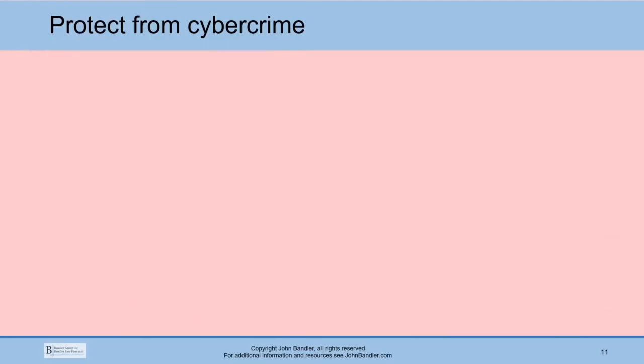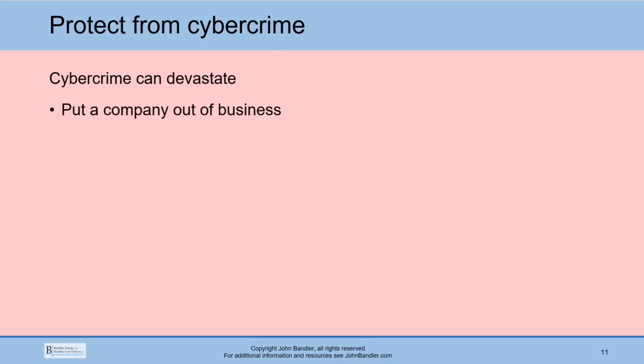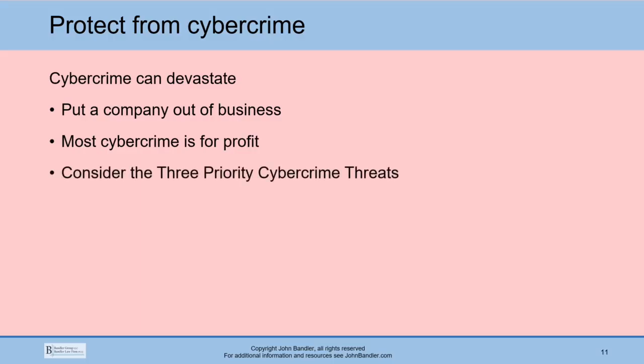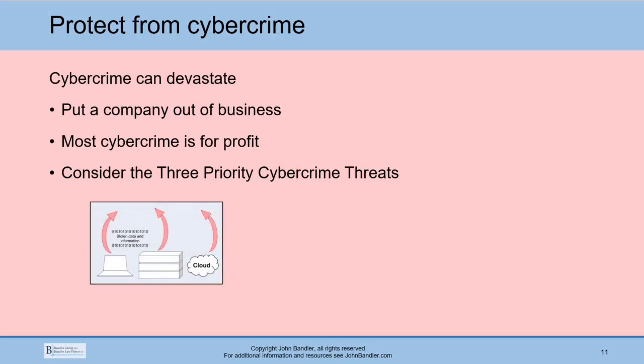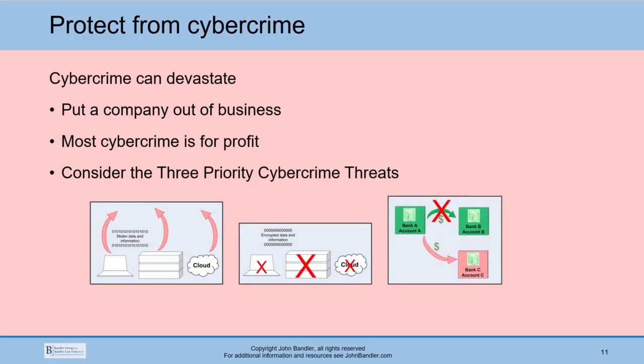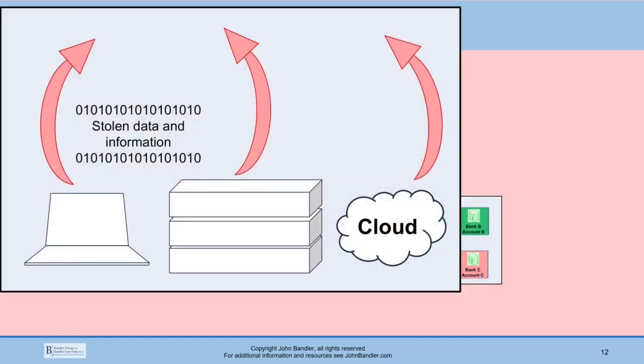And let's talk about protecting from cybercrime, because it can devastate. It can put a company out of business. And most cybercrime is for profit, so I focus people on the 3 priority cybercrime threats: email-based funds transfer frauds, data breach, and ransomware. And here are those bigger graphics.